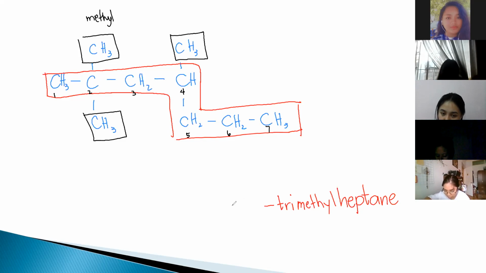The first methyl is found at carbon number 2, this one. The other methyl is also found at carbon number 2, so you also have to write another 2. Okay? And then the last methyl is found on carbon number 4. So this is now the correct name of this example. 2,2,4 trimethyl heptane. Okay? Questions? Asa mo dapit na libog before ta mag-end?